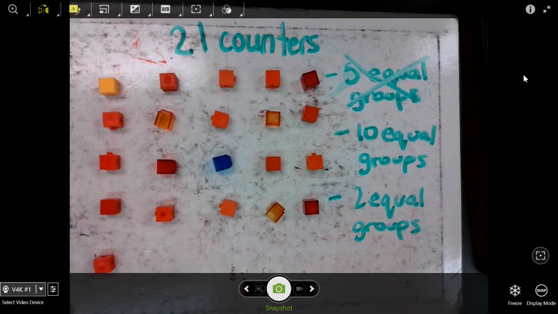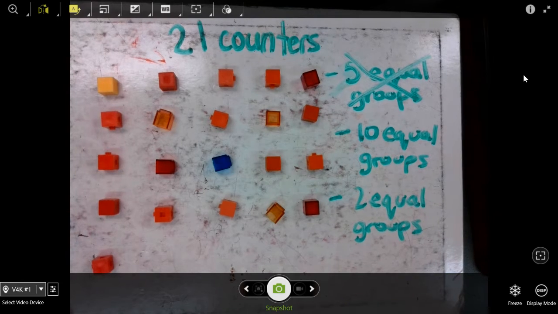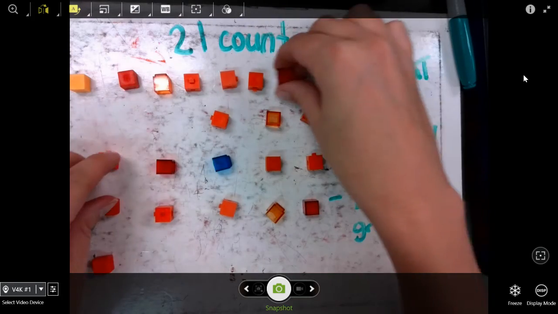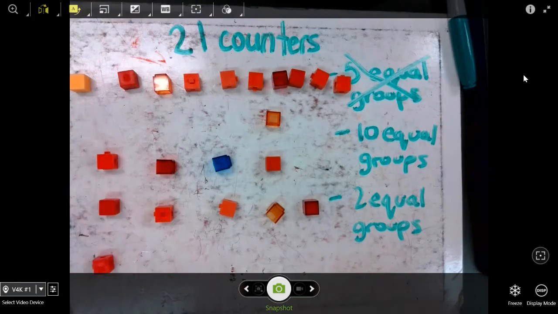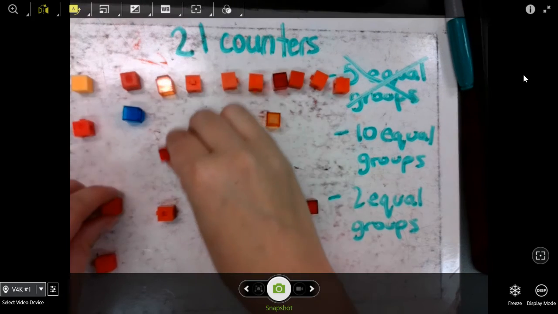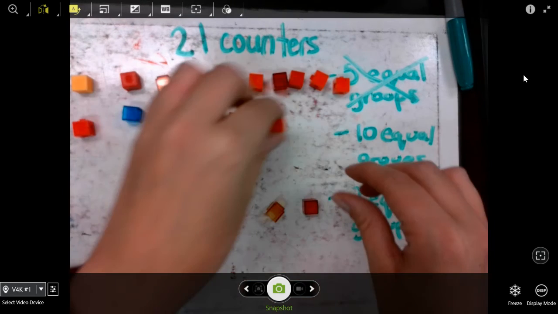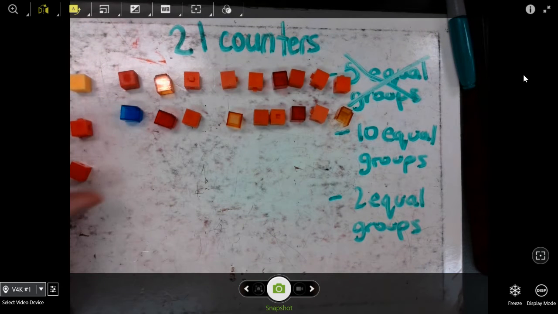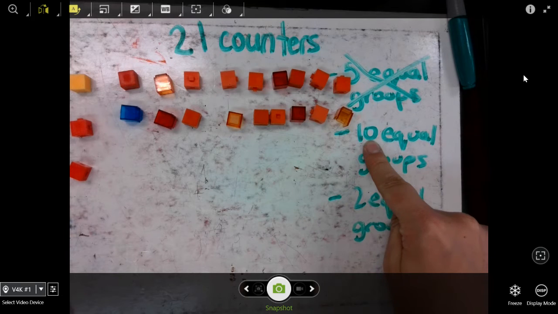Okay. If I was to try 10 equal groups, let's try that. 1, 2, 3, 4, 5, 6, 7, 8, 9, 10. So here I have 10 groups. Here's a second group of 10. And I have 1 left over as well. So 21 is not divisible by 10.